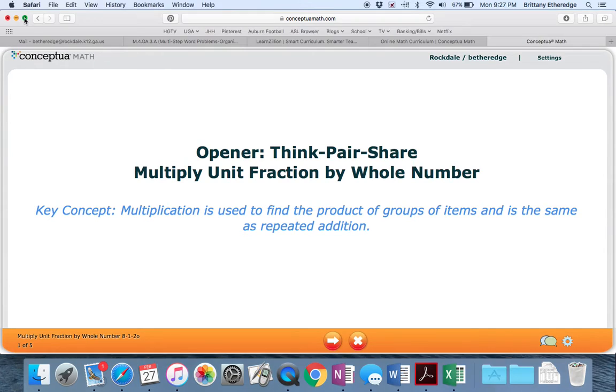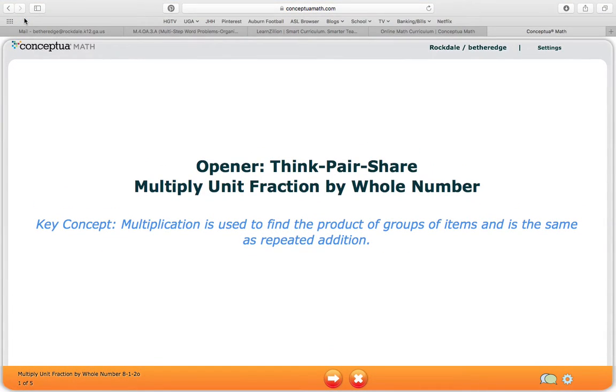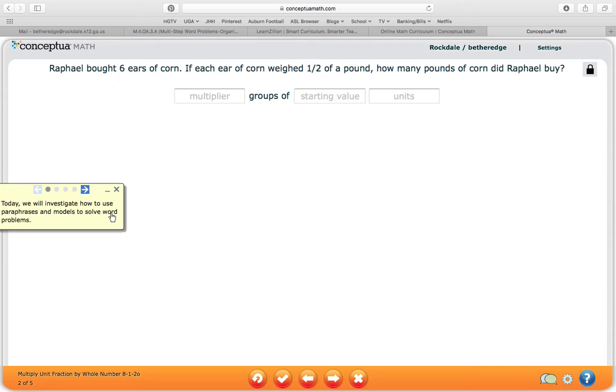All right, this is the video for group 4. So if you're in group 4, today you're going to be working on multiplying a fraction by a whole number. So we're going to look at what you're going to see when you log into Conceptua to complete your own individual practice. So let's look at some together here.